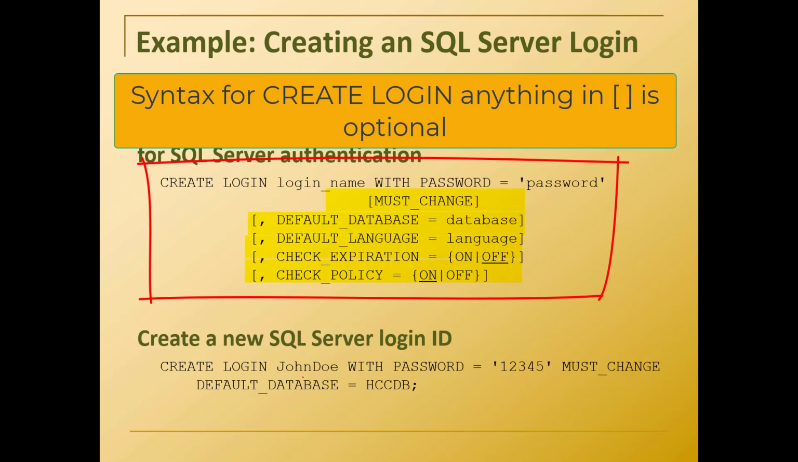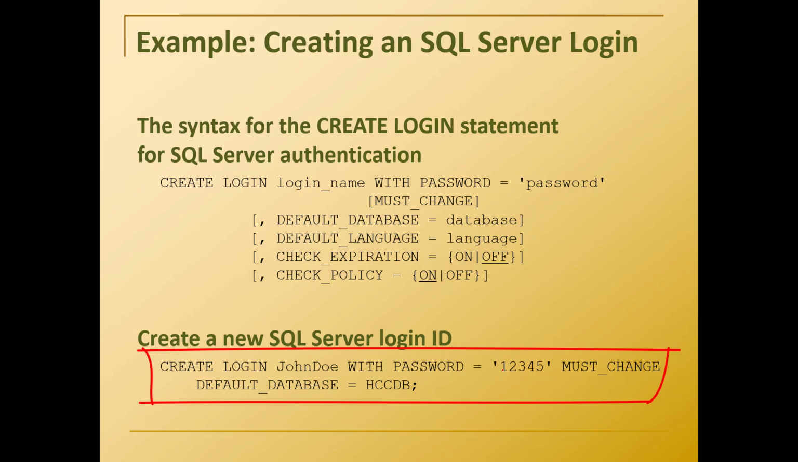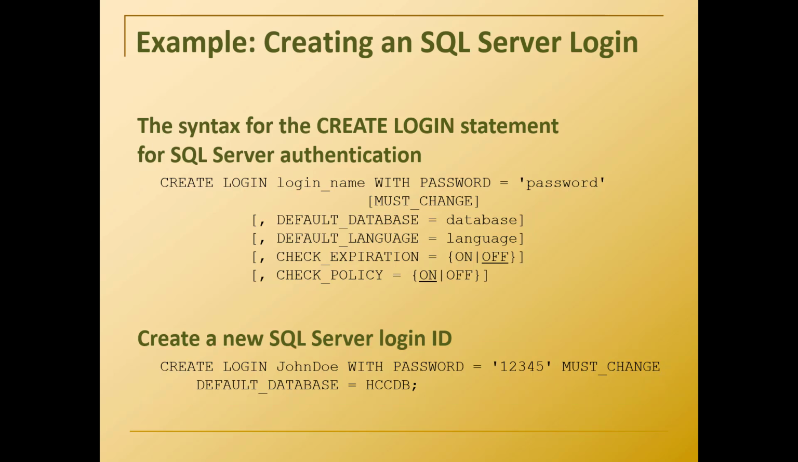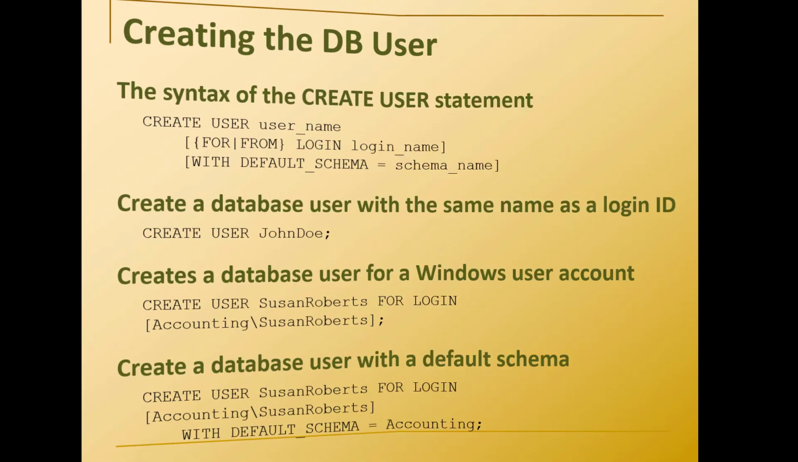And here's an example. We're creating a login for John Doe, and there's their password, but they must change it. And we're going to use this default database here. So when they log in, they're logging into the HCCDB. Now I want to add, depending on the permissions John Doe has, he may be able to change into a different database. We'll look at that in a second.